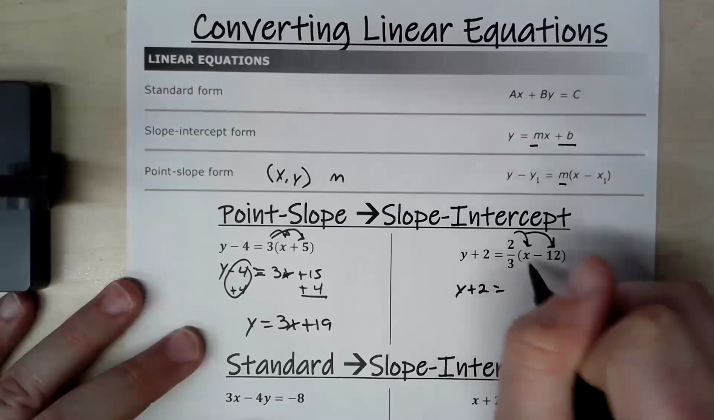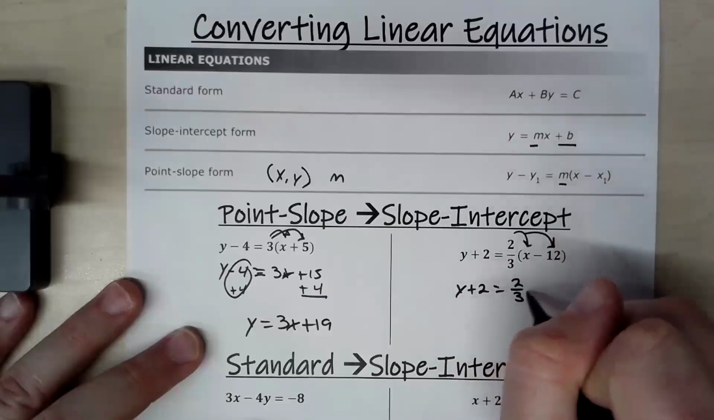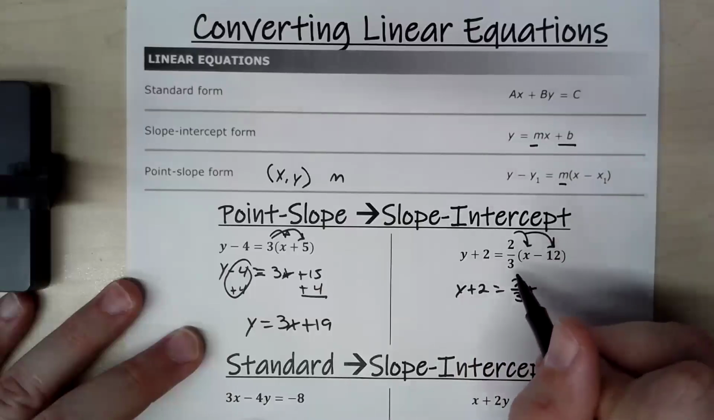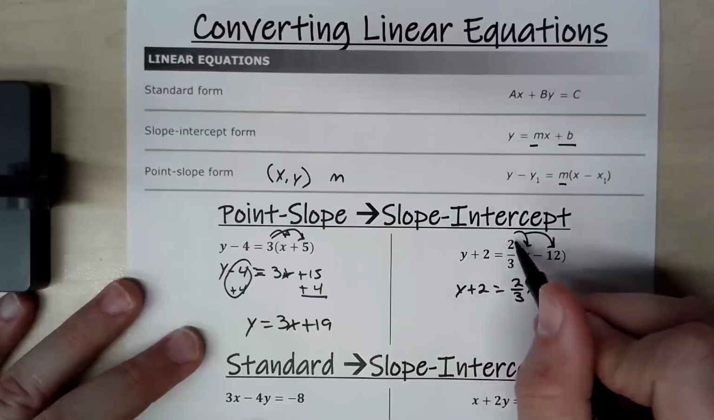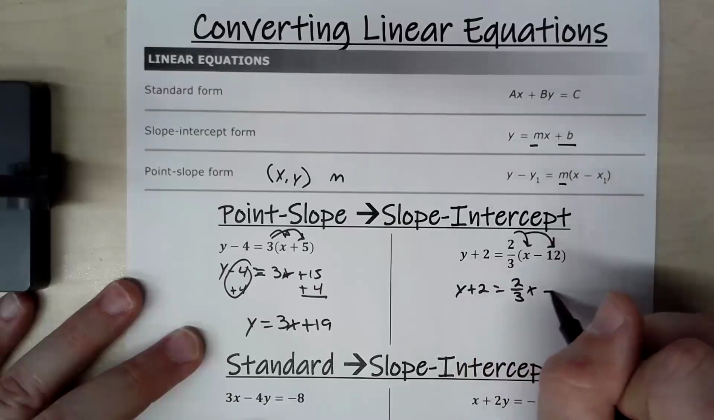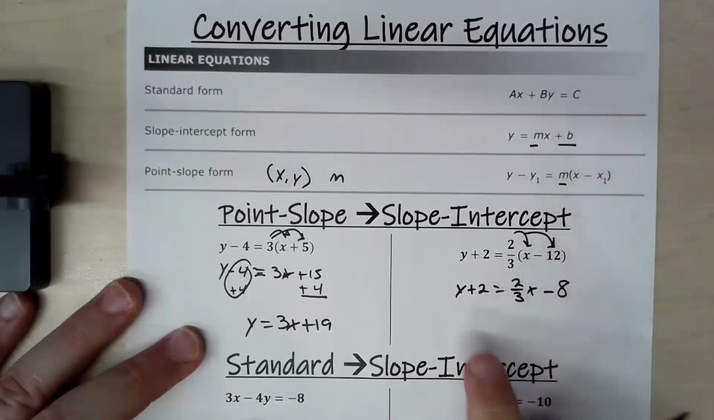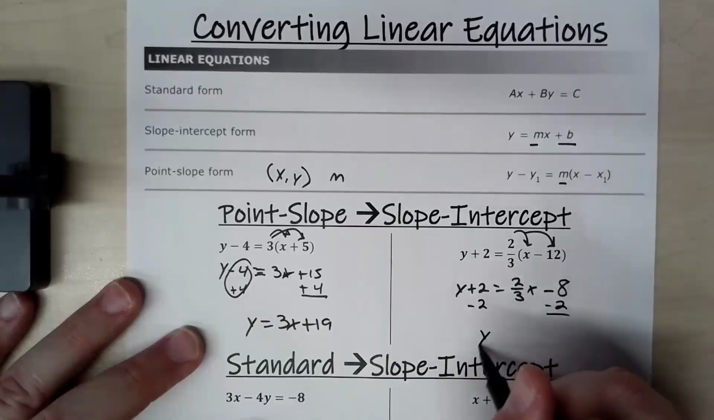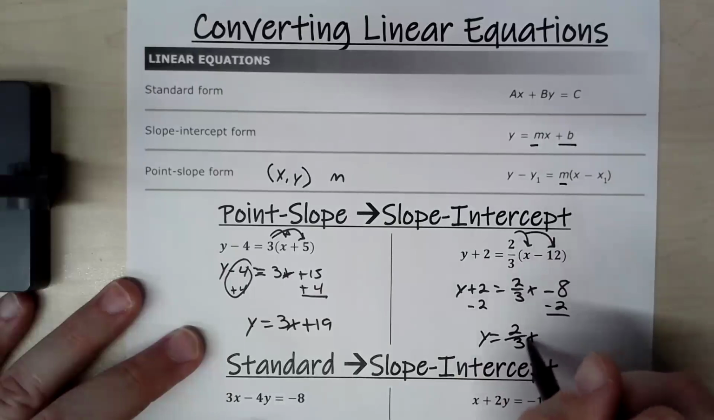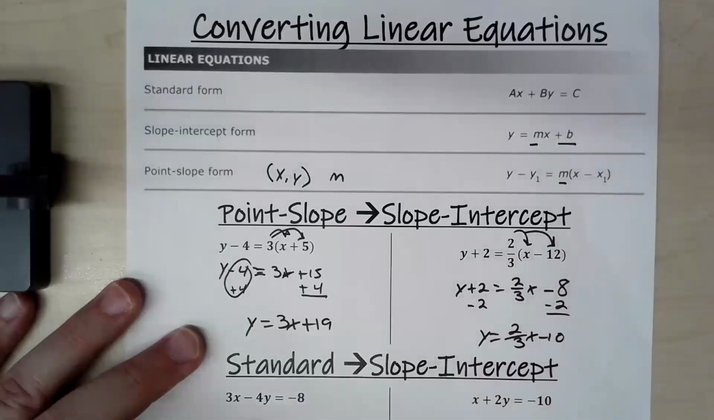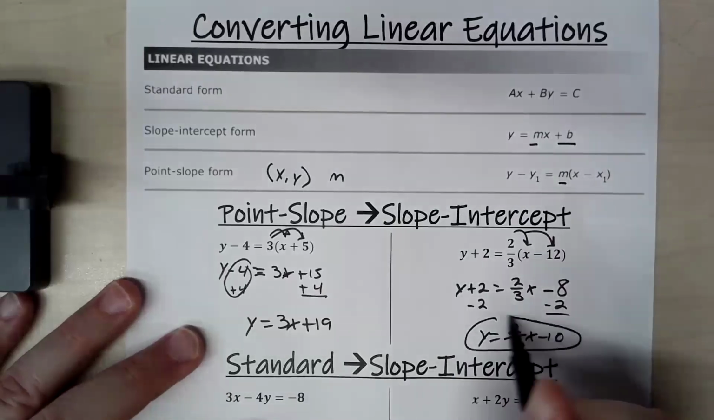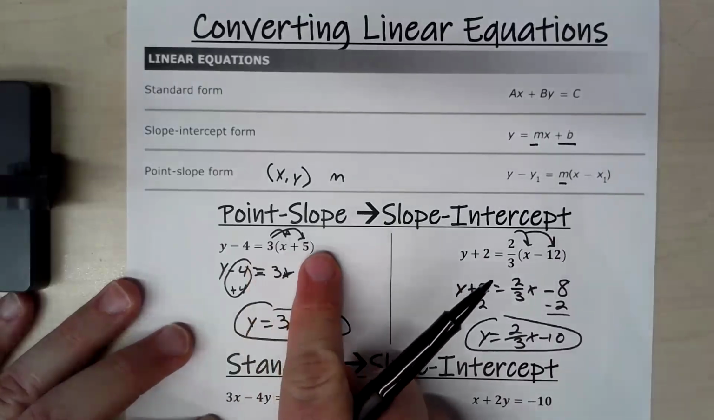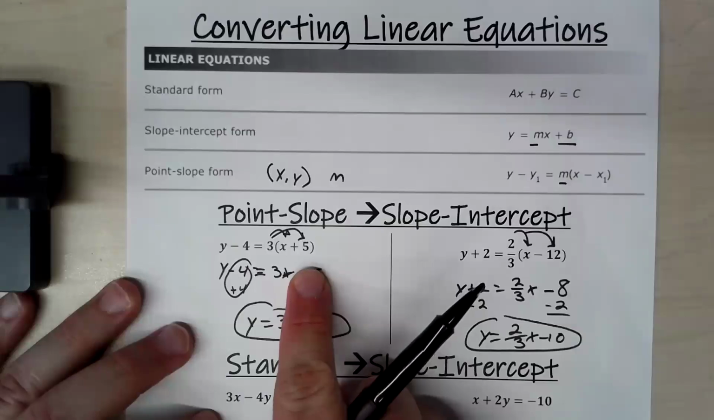So 2/3 times x is 2/3 x. Now I multiply by the top and divide by the bottom. 12 times 2 is 24, divided by 3 is 8. So now to isolate y, I do the inverse, so I subtract 2, and I get 2/3 x minus 10. So point-slope to slope-intercept, that's easy, right? We distribute, get rid of our parentheses, and we move our number to the other side.